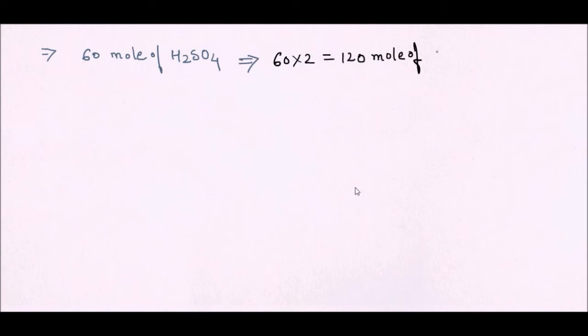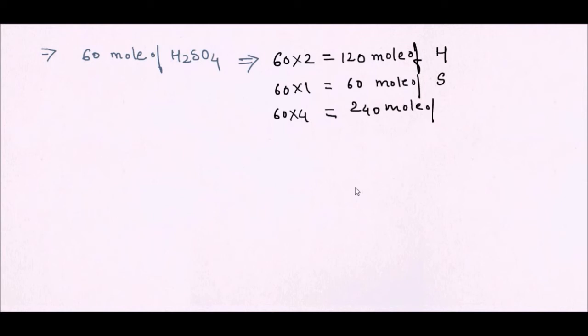Just what I did, I simply multiplied the number of atoms into moles of molecule, and I can count the total number of moles of atoms in that molecule. Means how many hydrogen, how many sulfur, how many oxygen. This I can count simply. 60 into 2, that is 120 moles of hydrogen, 60 into 1, that is 60 moles of sulfur, 60 into 4, that is 240 moles of oxygen.